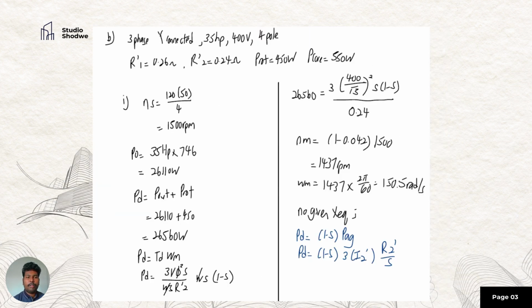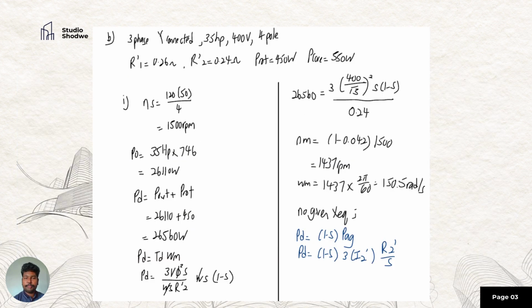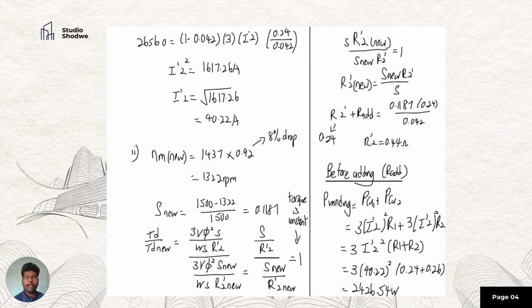So from using that equation, we can obtain the current. So now for the second part, a resistance is added to the rotor circuit to reduce the motor speed by 8%. Determine the value of the added resistance. Compute and compare the motor winding losses before and after adding the resistance. So now we're going to calculate before and after adding the additional resistance.